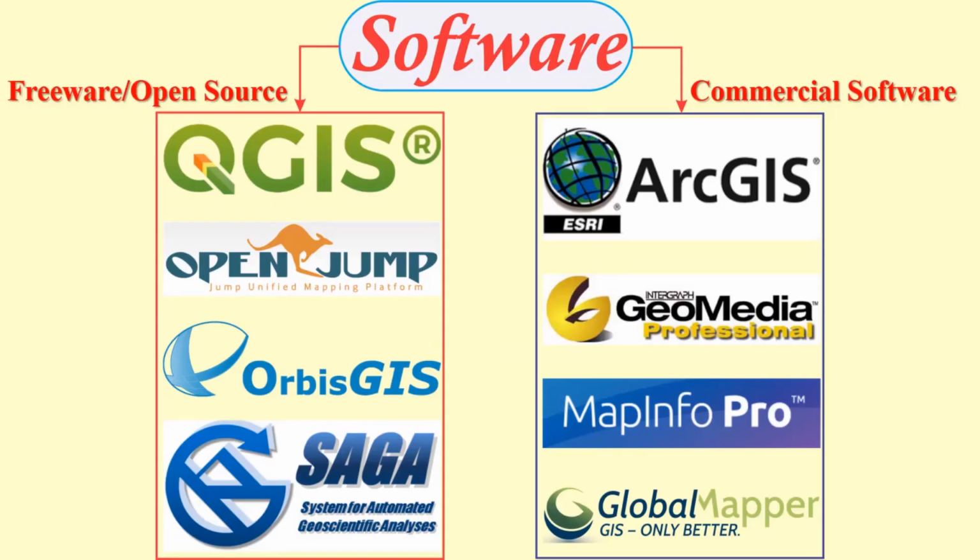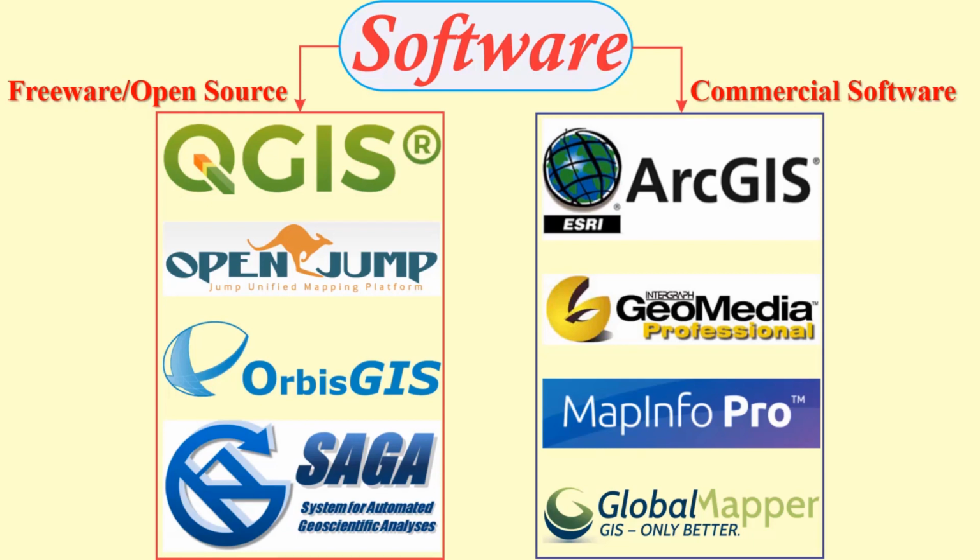The next component is software. GIS software can be classified into different groups. The first two are freeware or open source software and commercial software. Free software are the software which can be obtained free of cost. The open source software is also available free of cost, but the advantage of open source is that the source code is also available with it. The code can be modified or edited by the user for their specific needs.